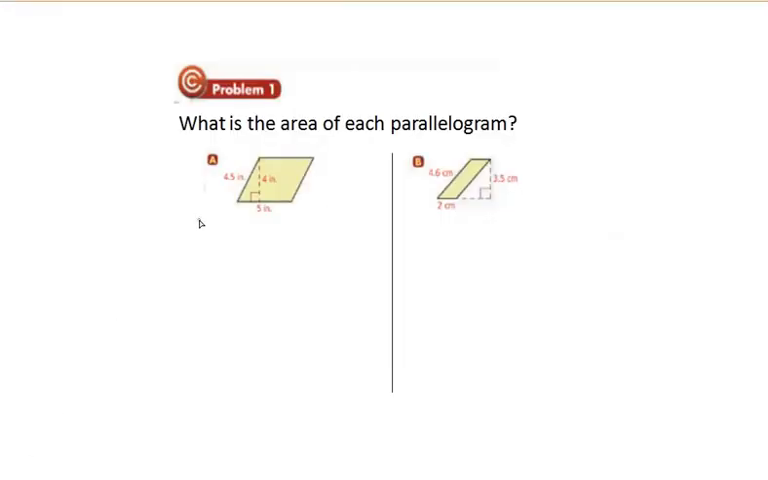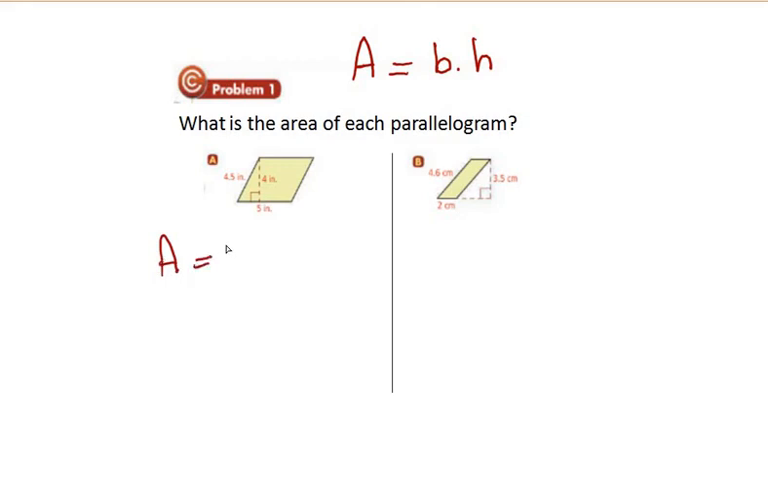Let's start solving the problem to understand how to apply the formula to find the area of the parallelogram. Firstly, let's remember the formula. To find the area of a parallelogram, we need to multiply the base times the height of that parallelogram. What is the area of each parallelogram?